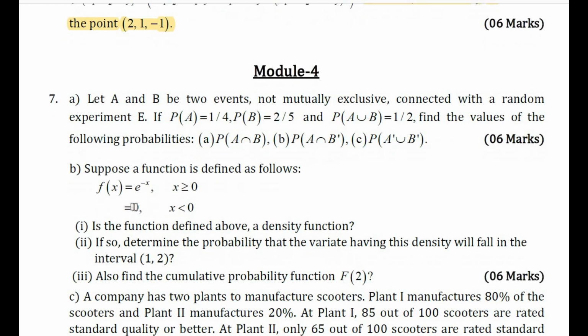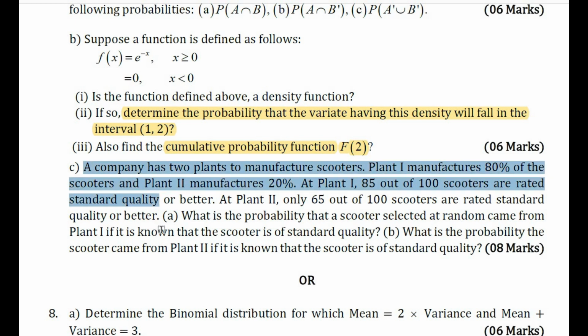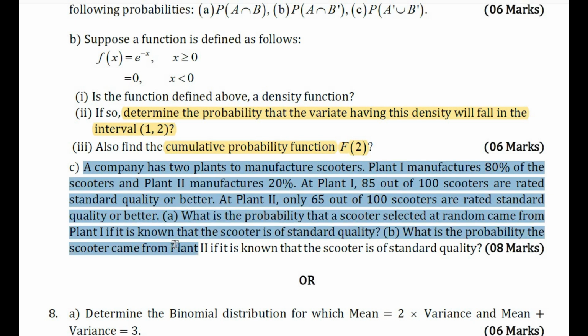Given a density function problem, you can define whether the given function is a probability density function or not. If it is a PDF, determine the probability that the variate having this density will fall in the given interval. Also find the cumulative distribution function, CDF, of f of 2. And there is one more standard problem on probability, using Bayes theorem or conditional probability. Using all these things, we can have one more problem, which will be question number 7C or 8C.